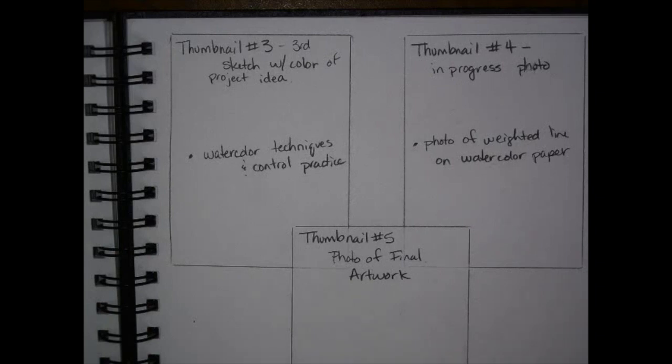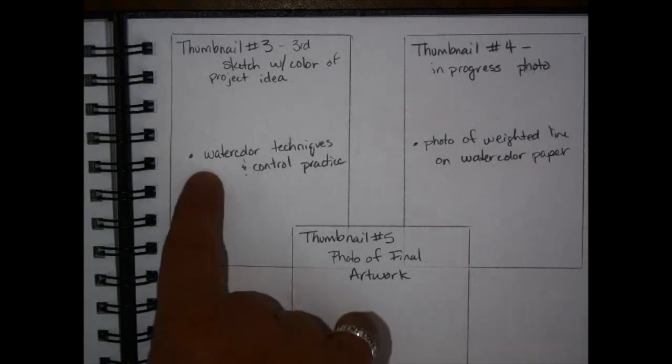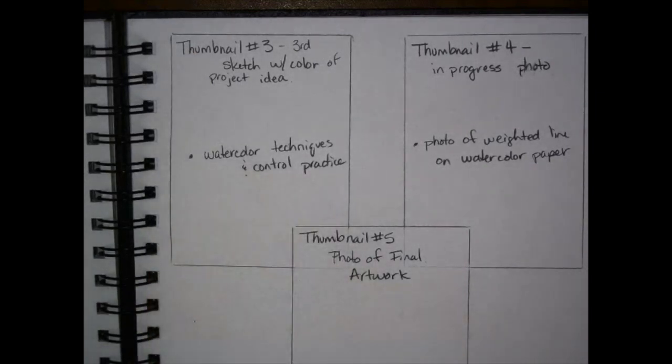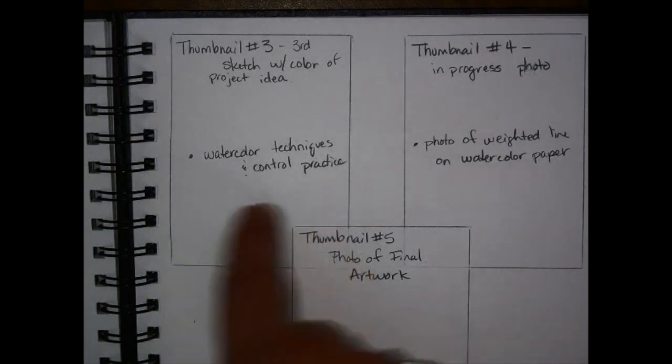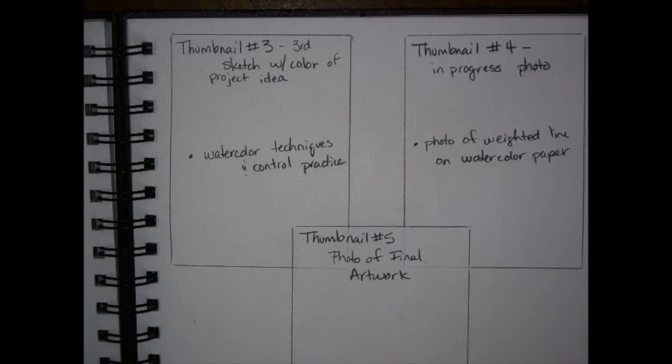For thumbnail number 4, in the future and for this project, thumbnail number 4 is an in-progress photo. So in future projects, you would stop at some point when you were about halfway through and take a picture of what you had done so far. For this particular project, I had you take a photo of the continuous line face that you had drawn on the watercolor paper and then used the Sharpie to add the weight to the line. You were essentially halfway through when you did that. So that will take the place of your in-progress photo.